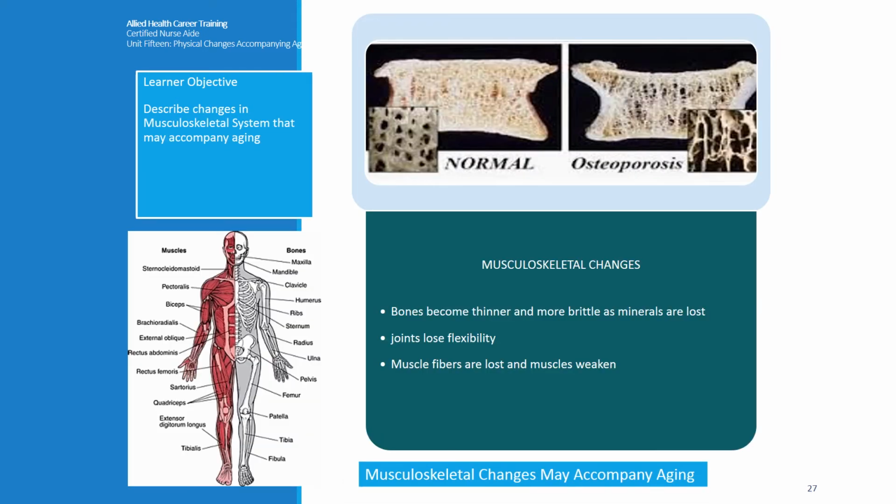Some different musculoskeletal changes will happen. The bones are going to become thinner and more brittle as minerals are lost or unable to be retained. Your joints will lose flexibility, so you will not be able to squat down as well as you could, and may not be able to make your hand into a fist as well. The muscle fibers are also lost, and your muscles will weaken. This is another reason why people may fall a lot more if they don't have as good muscle tone and muscle function anymore.